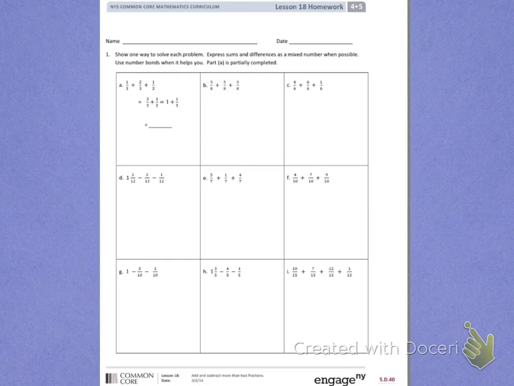Grade 4, Module 5, Lesson 18, Homework. Problem number 1. Show one way to solve each problem. Express sums and differences as a mixed number when possible.